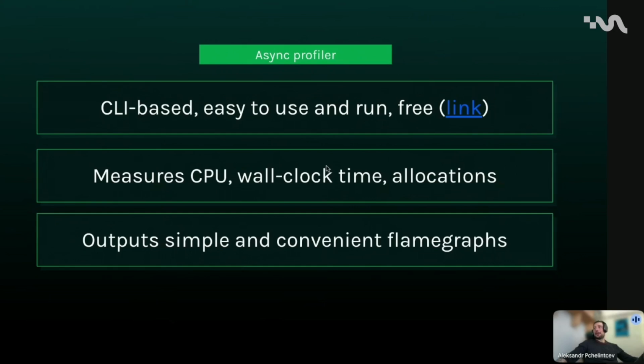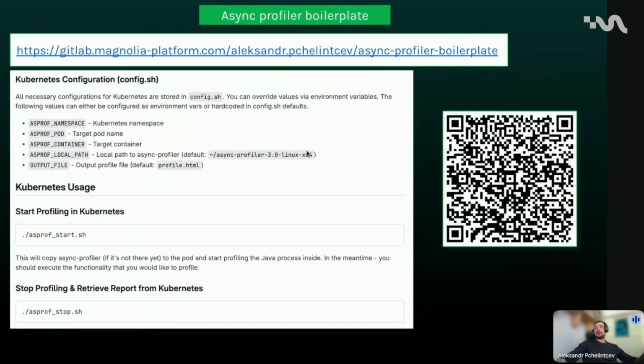And also it outputs very convenient HTML-based flame graphs, which are very, very easy to process and read. And as a consequence, a bit of a shameless plug, I've also written some boilerplate scripts, also using AI heavily, that simplify the process of actually injecting the profiler into running pods in Kubernetes or in Docker containers.